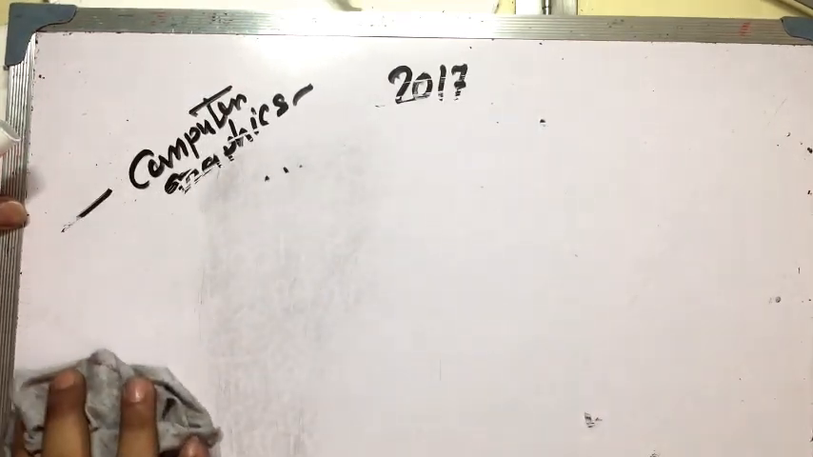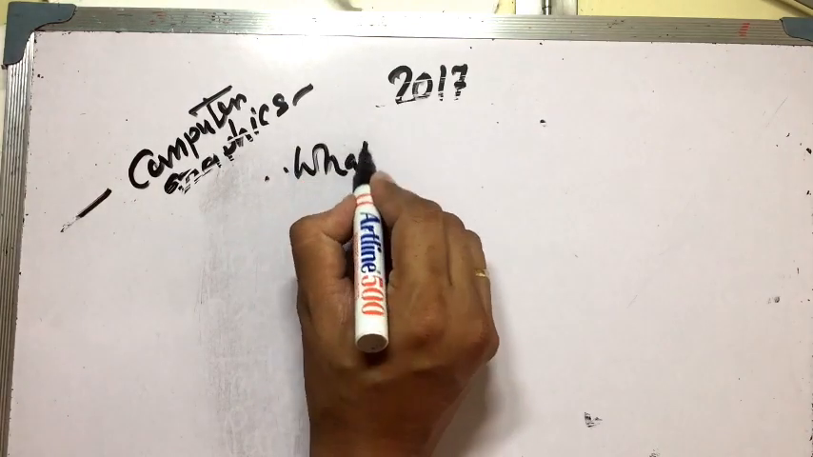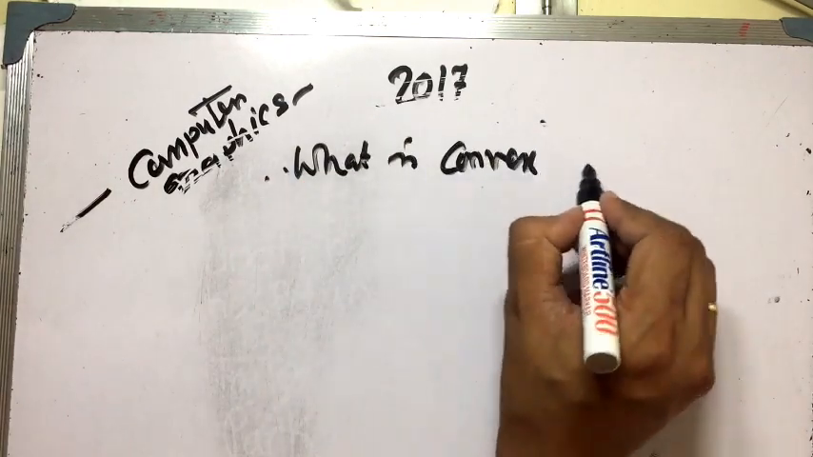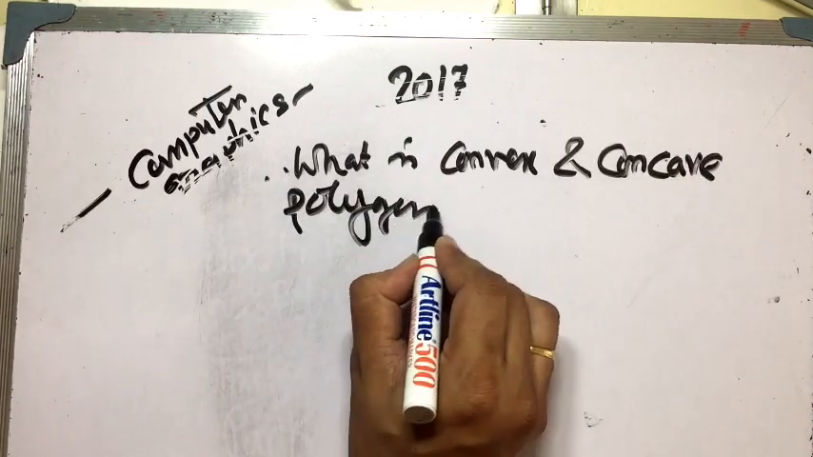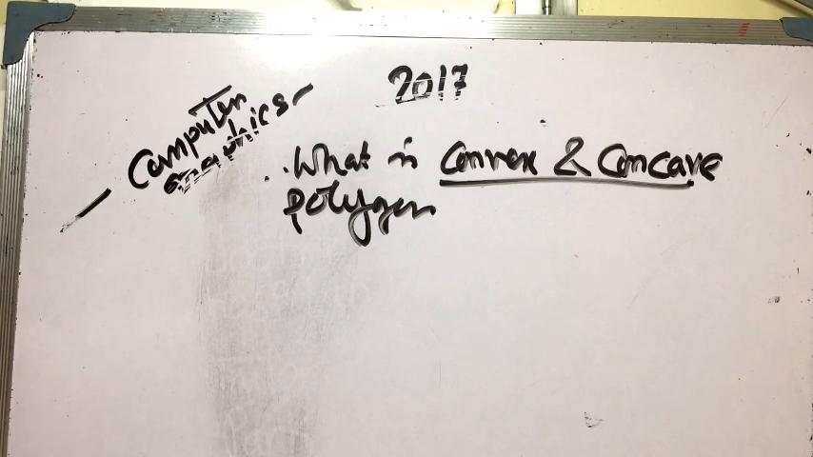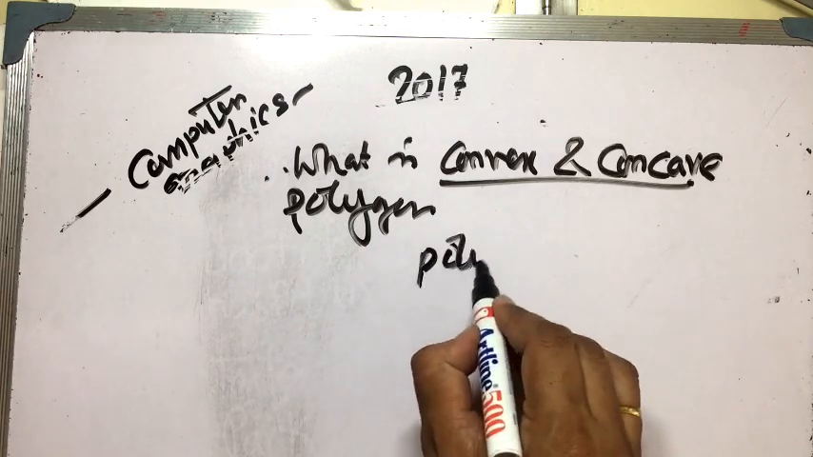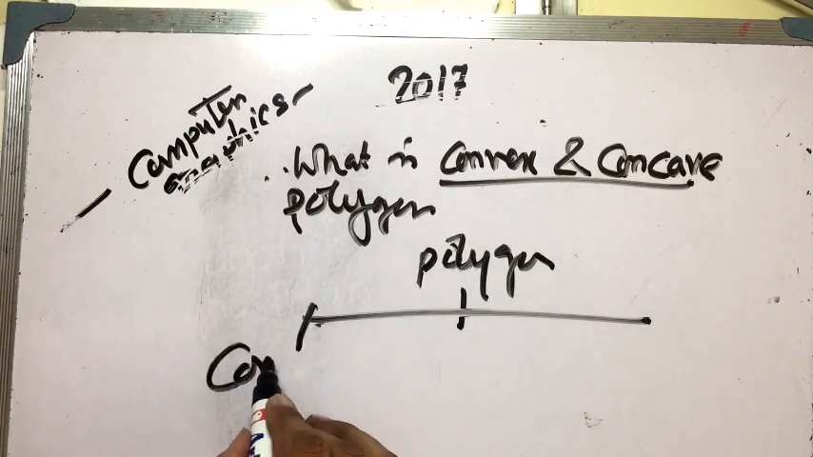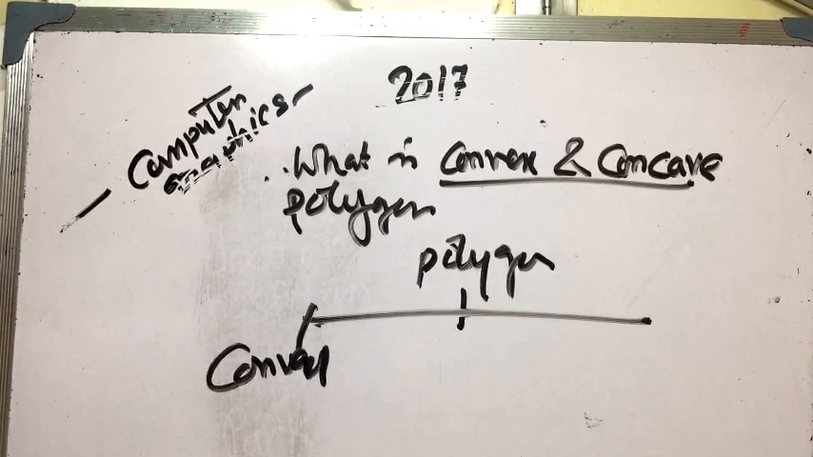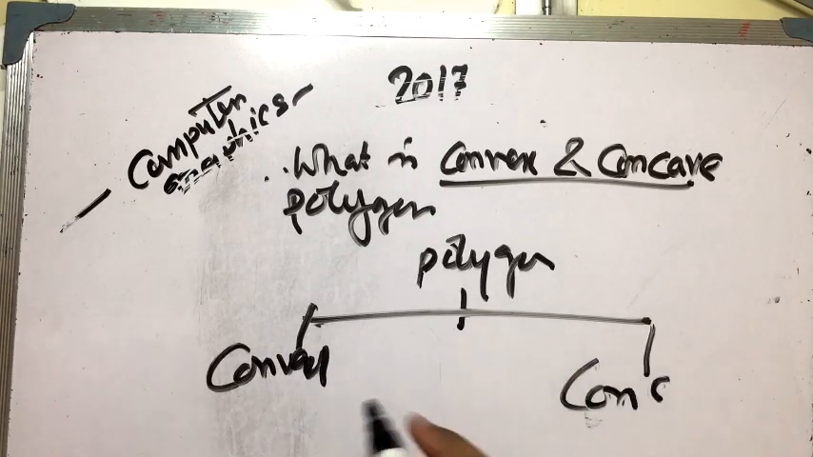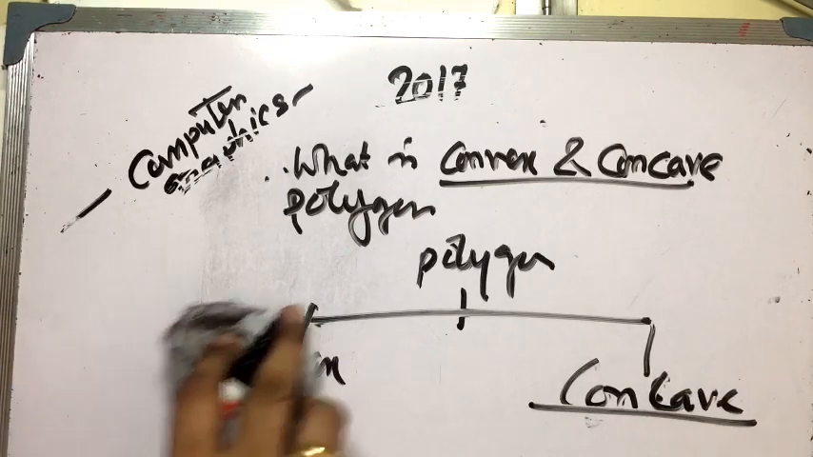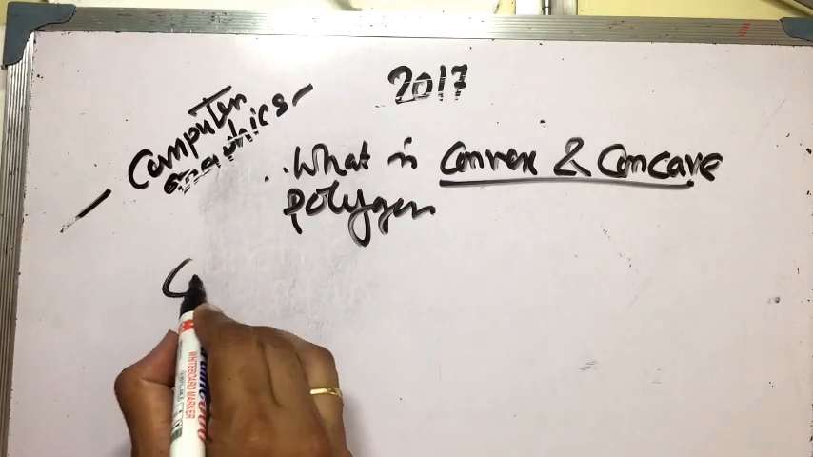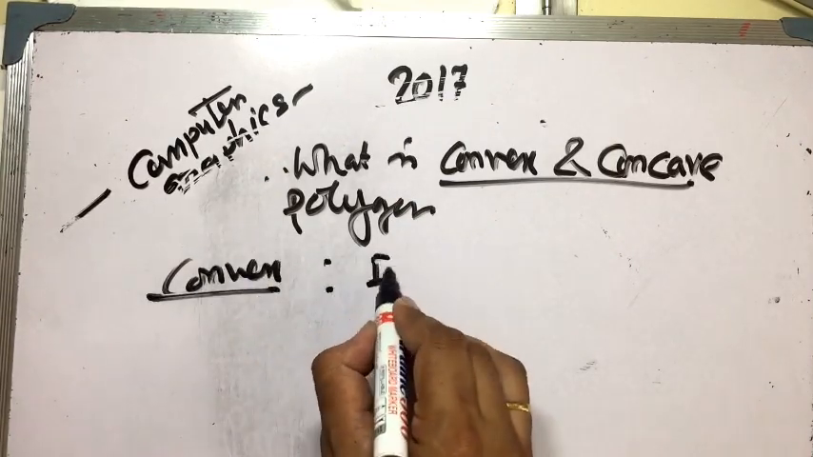Next question: what is convex and concave polygon? There are two types of polygon. One is convex polygon and another is concave polygon. Now let's discuss what is concave and what is convex. First of all, convex.